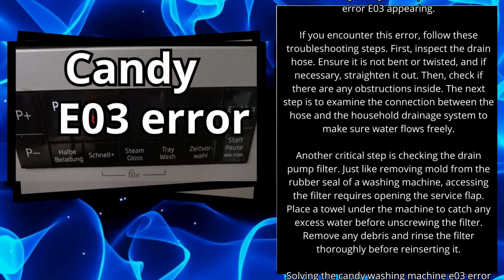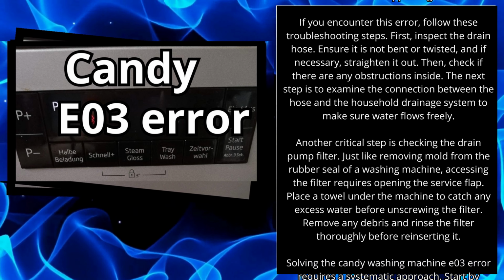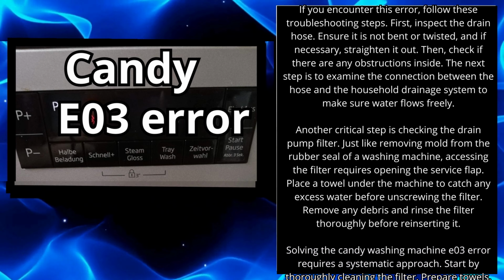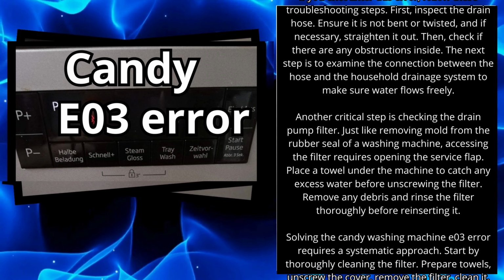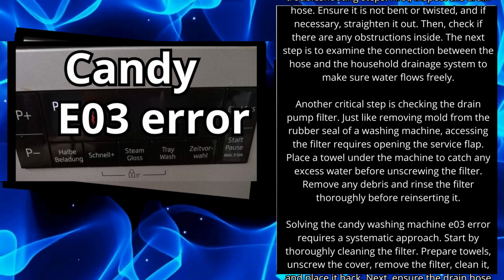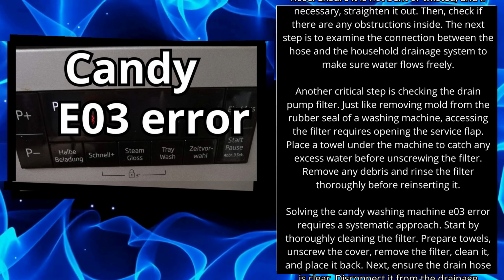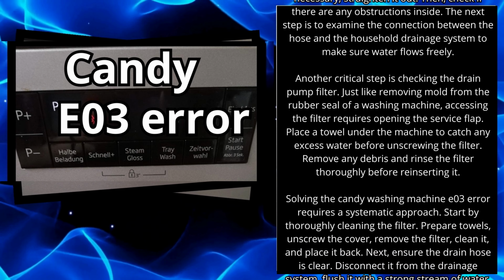Just like removing mold from the rubber seal of a washing machine, accessing the filter requires opening the service flap. Place a towel under the machine to catch any excess water before unscrewing the filter. Remove any debris and rinse the filter thoroughly before reinserting it.